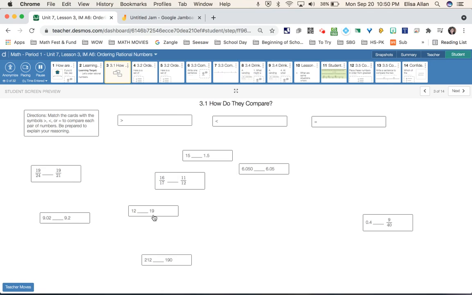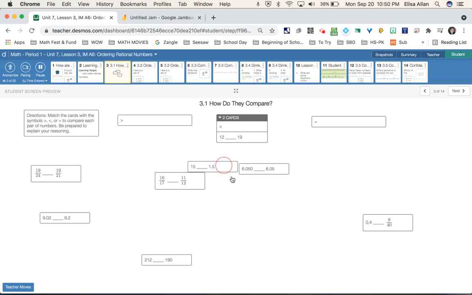Let's go ahead and start with one together. I see one that might be a little bit familiar for you, 12 compared to 19. I know 12 is less than 19, so I will not put it into this category because that's my greater than symbol. But here is my less than symbol. So 12 is less than 19 is where this goes. To attach it, you'll notice I hover over there and we can see that it outlines it in blue. Now we have two cards attached together already.